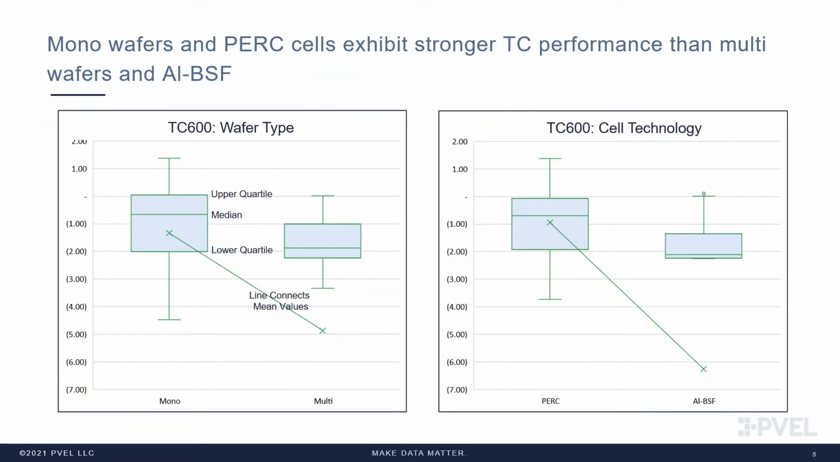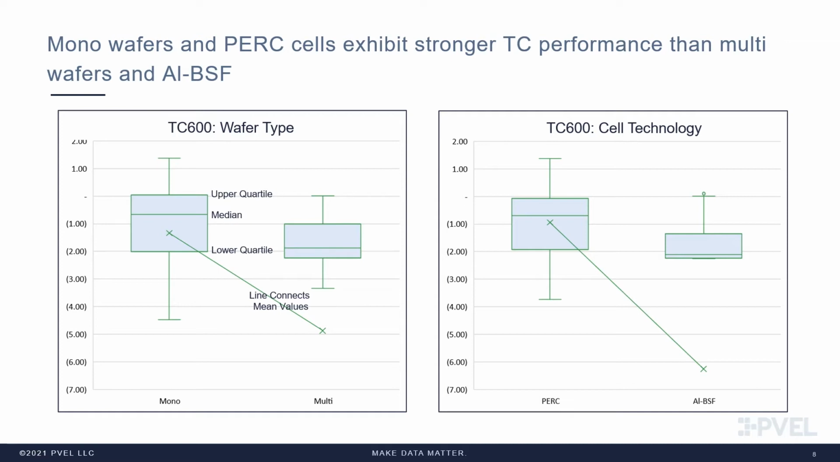The following slides will show a number of box charts that are based on thermal cycling results after 600 thermal cycles across a large number of modules and data points. As you can see on the left here, the modules built with mono cells tend to perform better than multi. Similarly, PERC cells tend to perform better than Al-BSF. Of course, this is a good sign since, as we saw in the previous chart, most of the modules entering the US market are mono PERC nowadays.